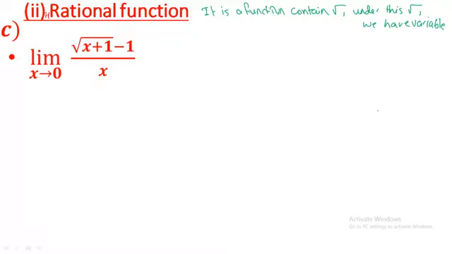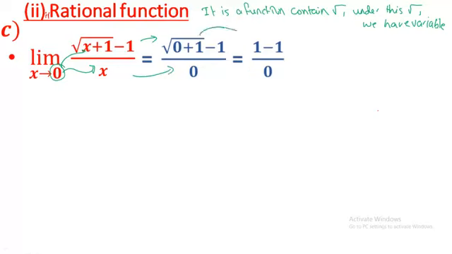If I have limit as x tends to a number which is 0 here, for the irrational function radical x plus 1 minus 1 over x, first we will substitute instead of each x by 0, and we will get radical 0 plus 1 minus 1 over 0, and radical 1 is 1 minus 1 over 0. And the answer is 0 over 0.